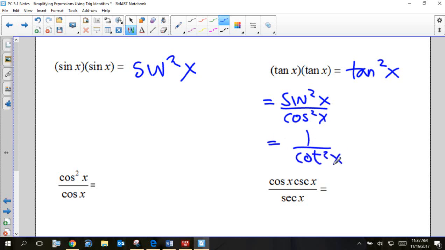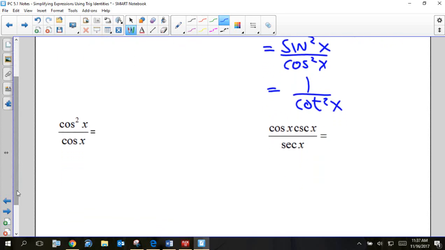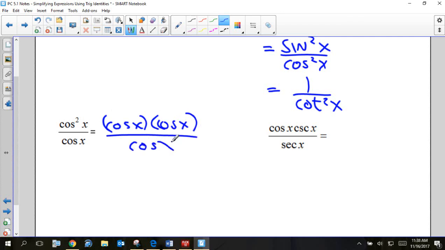So you could write it that way if you needed to for any reason. So these are all equivalent to each other. And then if I have something like cosine squared x divided by cosine x, well, cosine squared x is the same thing as cosine x times cosine x. And what would happen in this case? Cancel them, and we would just get cosine x. So you can reduce those.